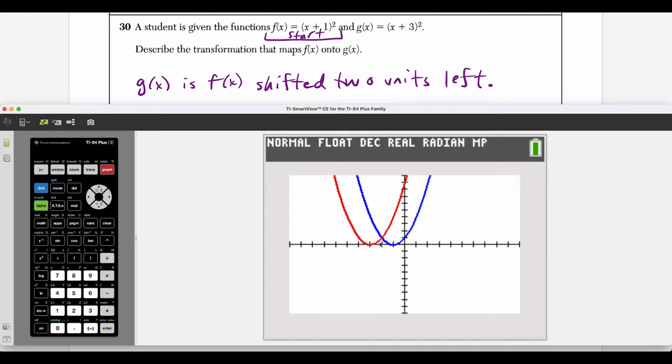And if we press graph here, notice the first graph in blue, the vertex is at (-1, 0), but the red graph is the same parabola just shifted 2 units to the left. The vertex moves to (-3, 0). So our answer definitely checks out.